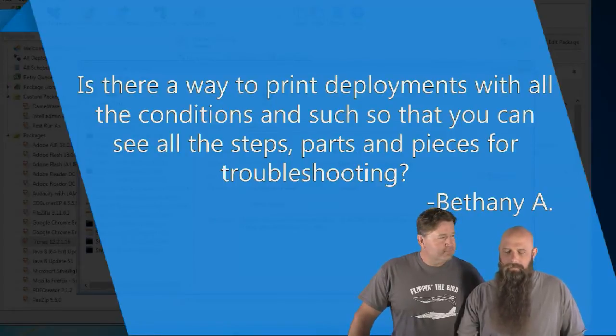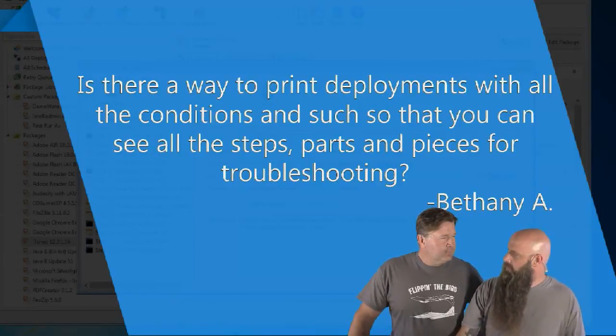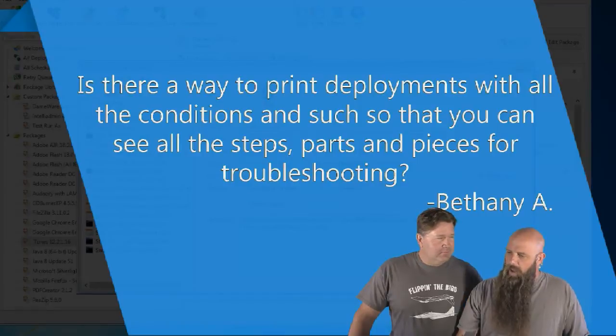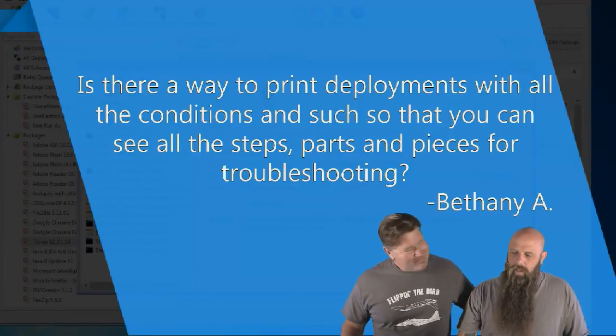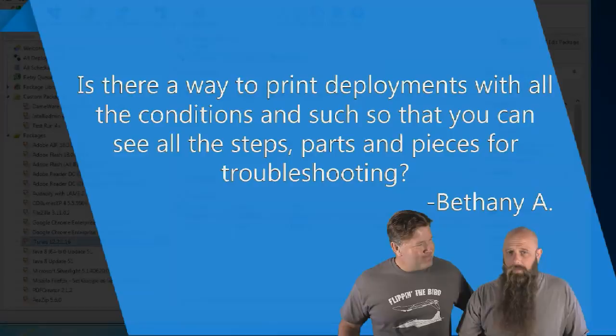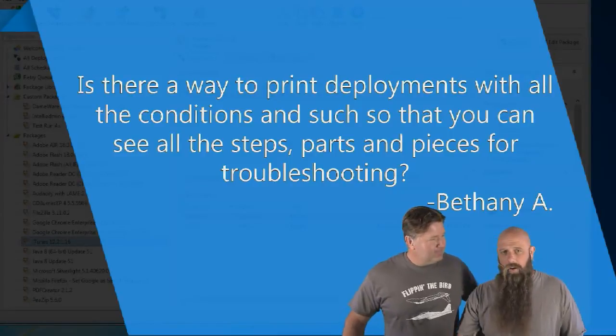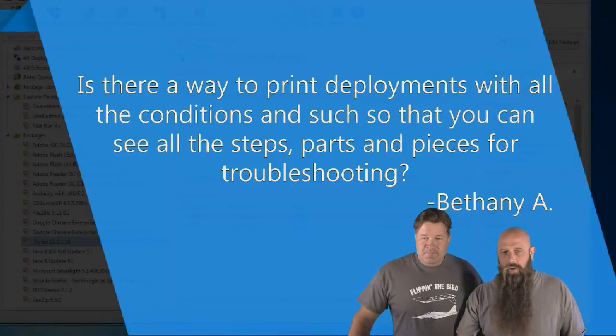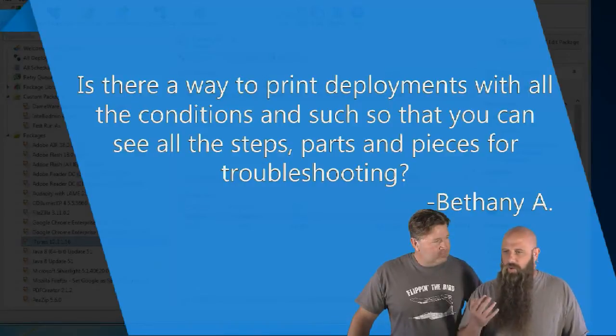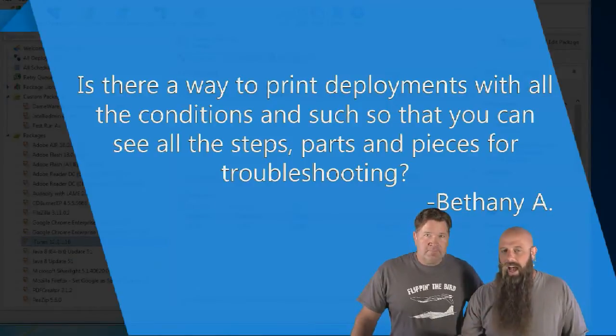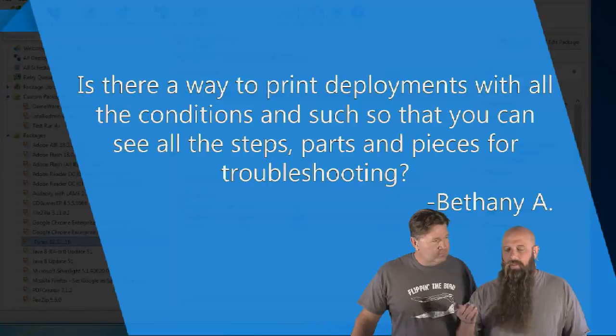Is there a way to print deployments with all the conditions and such so that you can see all the steps, parts, and pieces for troubleshooting? Bethany. Hi, Bethany. I don't know. I've never tried it. In Deploy 7, we've got a new feature that's coming out called Auto Reports. It's similar to the new Auto Reports in PDQ Inventory. If you want to pull a report based off something in the package library, then yes, you will have a report that shows the list of all the steps and a list of all their conditions.